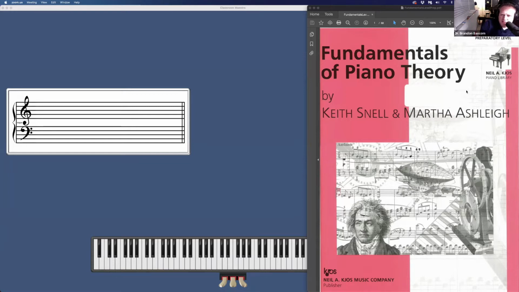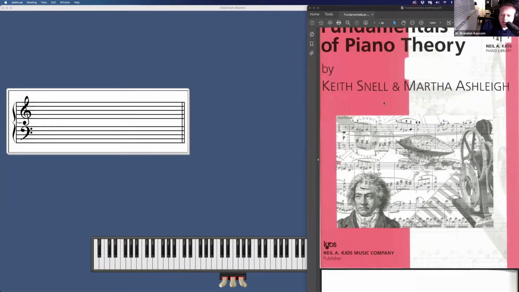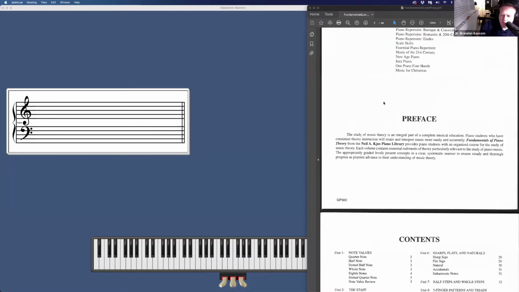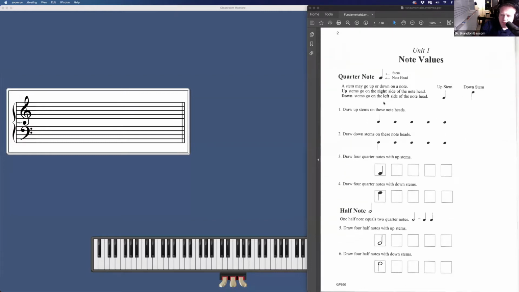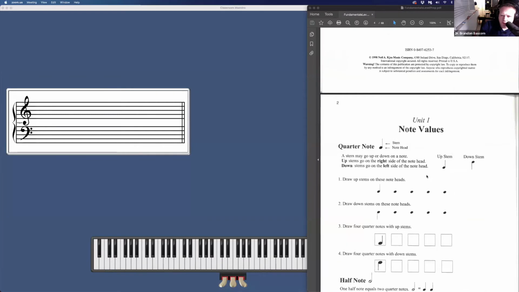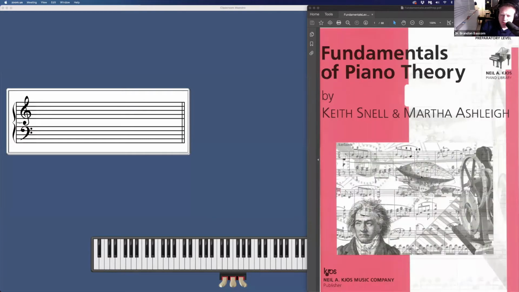Okay, so this is Fundamentals of Piano Theory Preparatory Level. This is the book that we're going to be working out of for the next couple of weeks. And we're going to dive in to Unit 1, but before we do that, I want to go over note values a little bit different than the way they did it. So I'm going to draw a note tree over here on my screen and go from there.